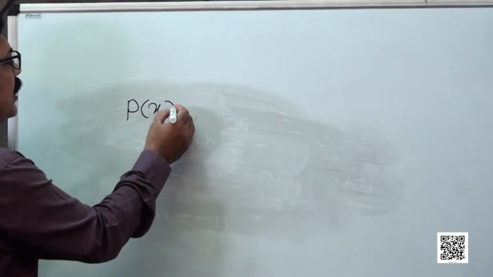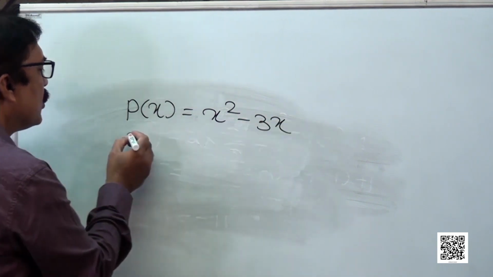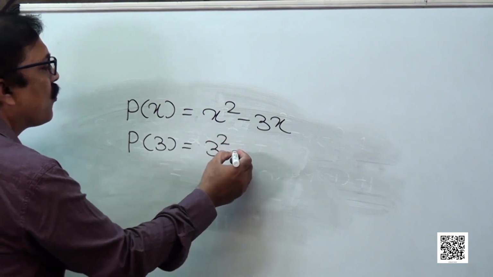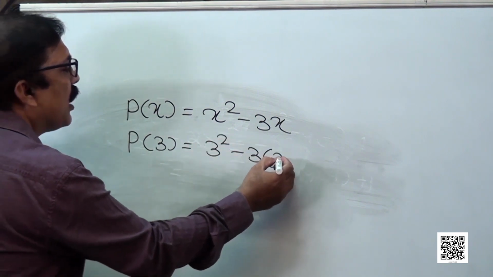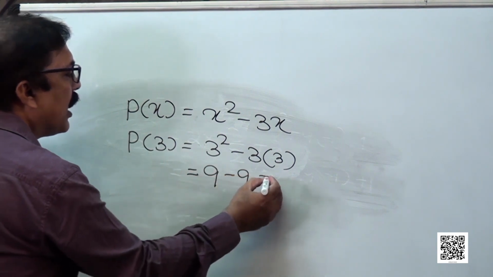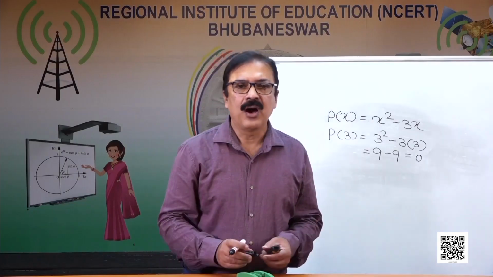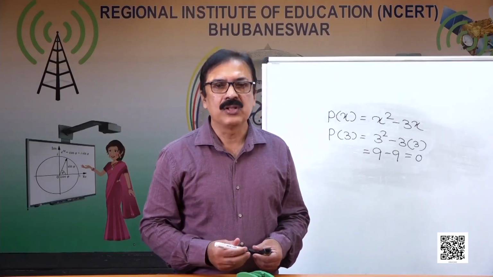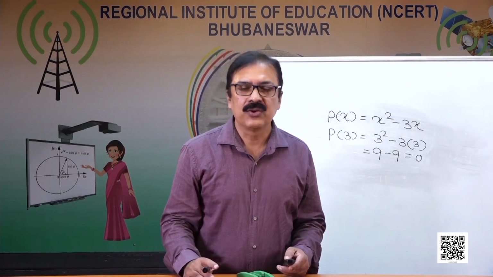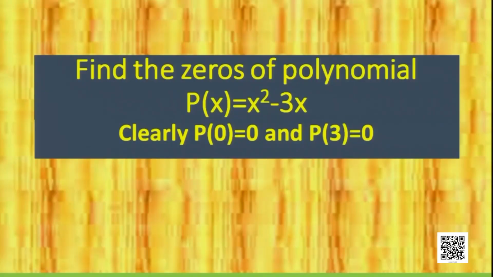Px is equal to x square minus 3x. So p3 is equal to 3 square minus 3 into 3. So this is 9 minus 9, 0. So the value of the polynomial is also 0 at x is equal to 3. So here we have two zeros of the polynomial.